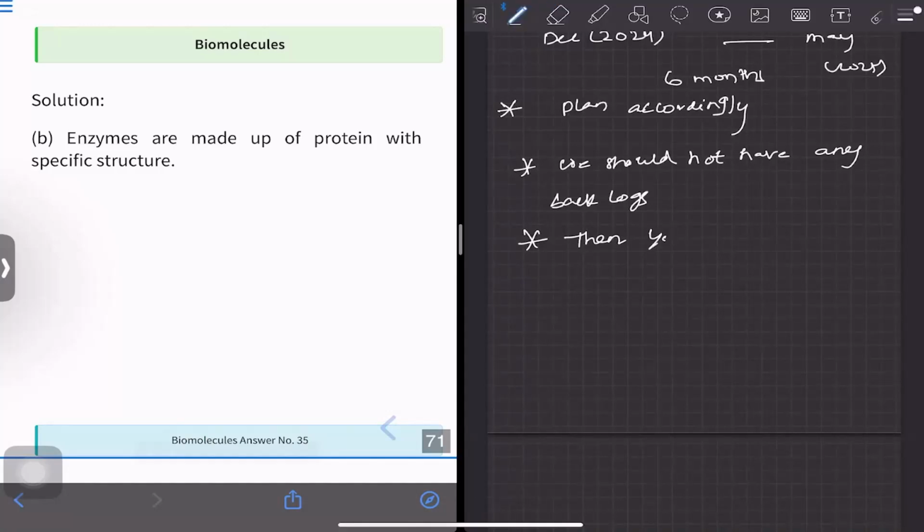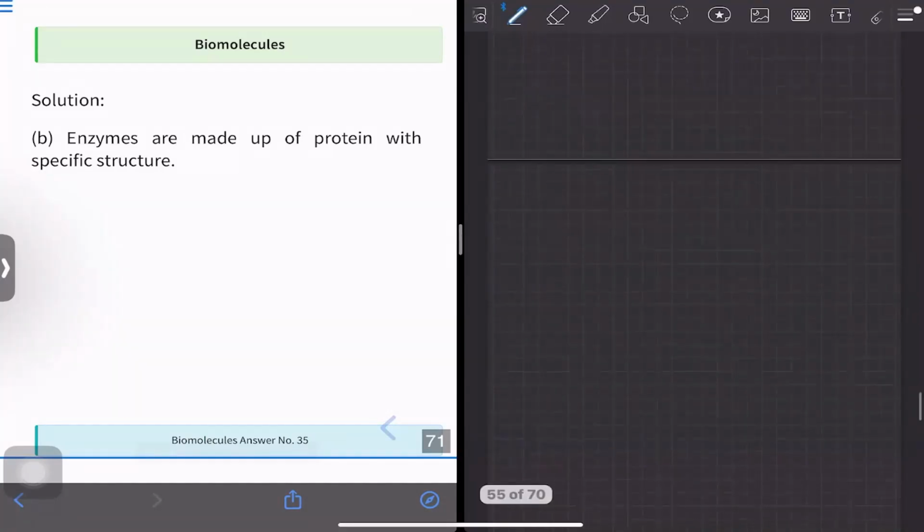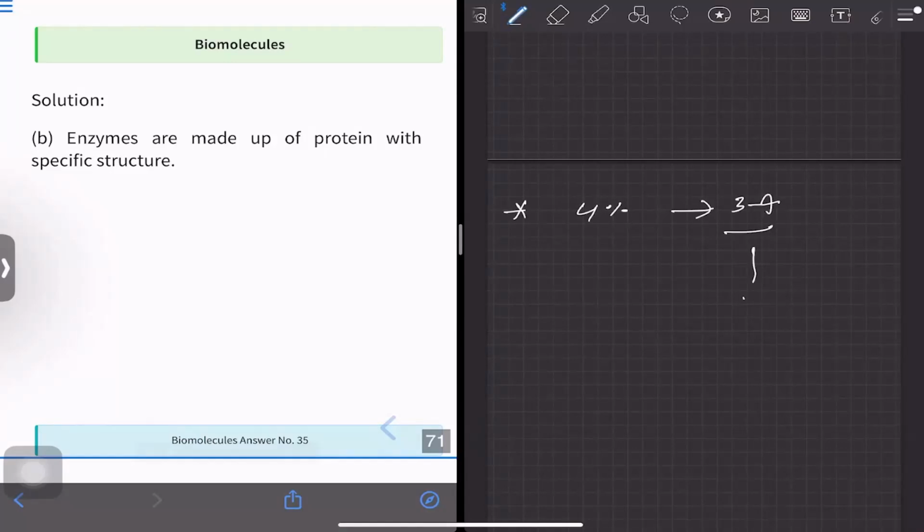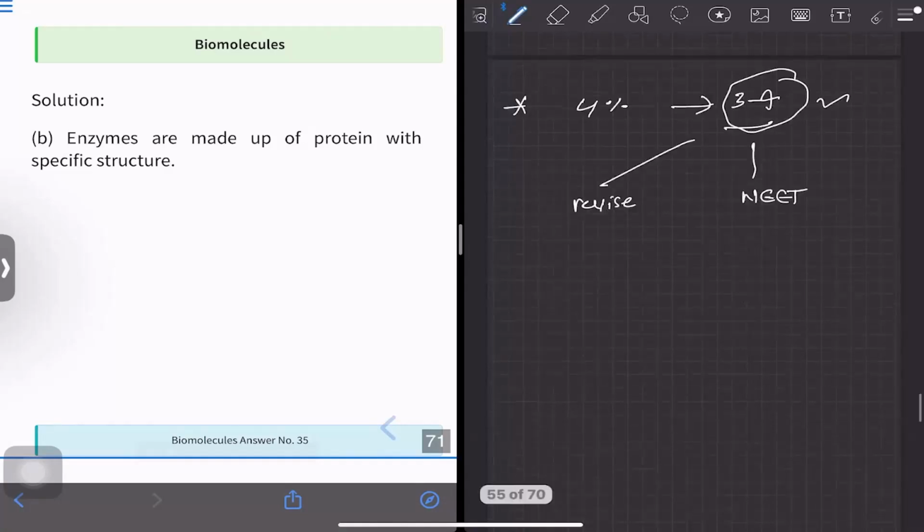Then you should revise the topics properly according to the weightage. See, the weightage of biomolecules is around 4%. So that means we get around 3 to 4 questions in the NEET exam. So we have to revise properly to get the correct answers for these 3 to 4 questions.